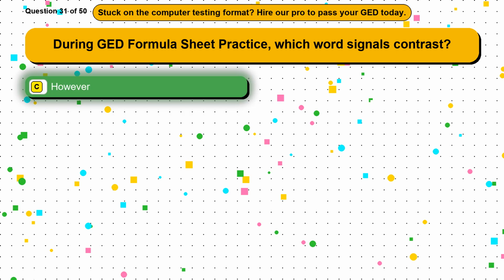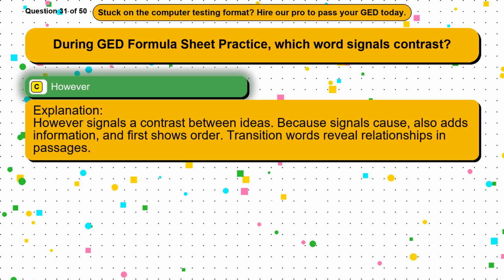The correct answer is option C, however. However signals a contrast between ideas. Because signals cause, also adds information, and first shows order. Transition words reveal relationships in passages.